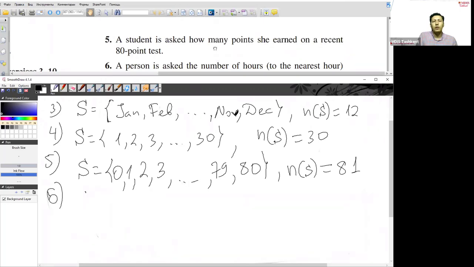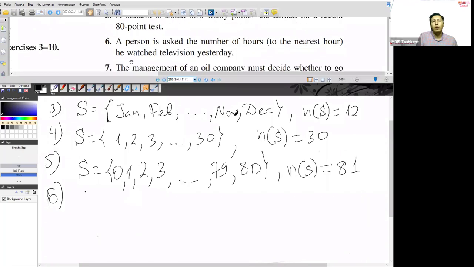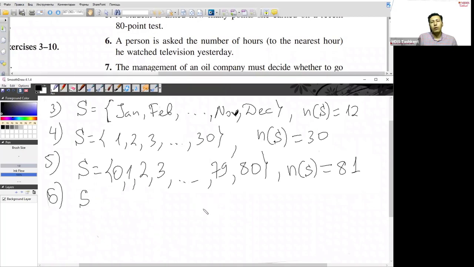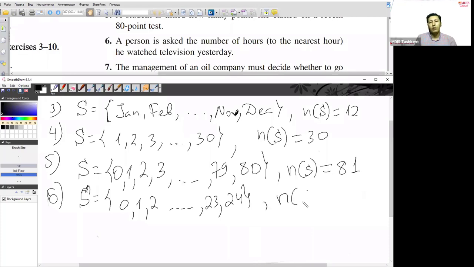So a person is asked the number of hours he watched TV yesterday. So it's about 1 day. So the maximum is 24 hours. Okay, the minimum is again 0, because maybe there was no electricity yesterday. So it can be 0 also. So ns, number of elements, how many? 25.